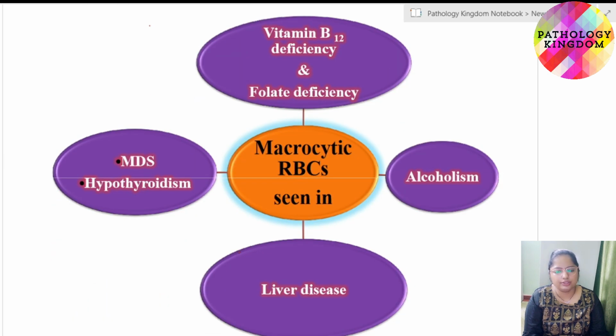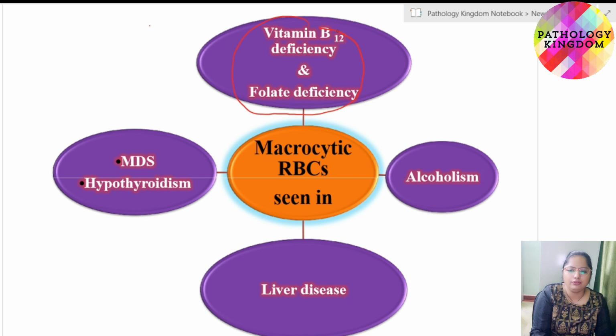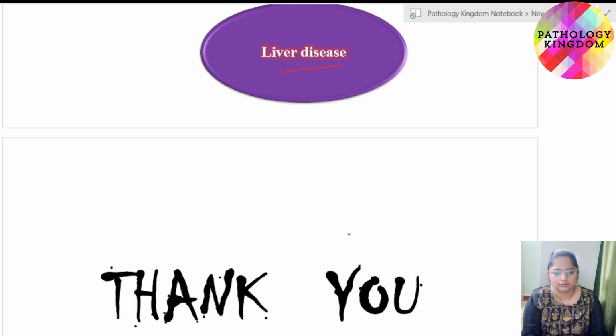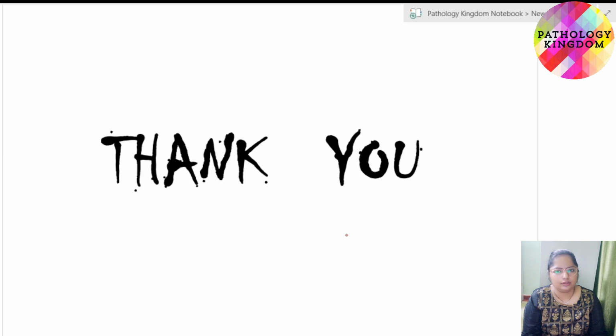Now coming on to the macrocytic RBCs. They are seen in vitamin B12 deficiency and folate deficiency. The other conditions are alcoholism, liver disease, myelodysplastic syndrome and hypothyroidism. So this is all about today's lecture.